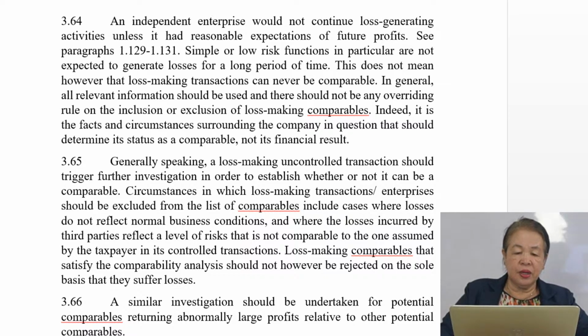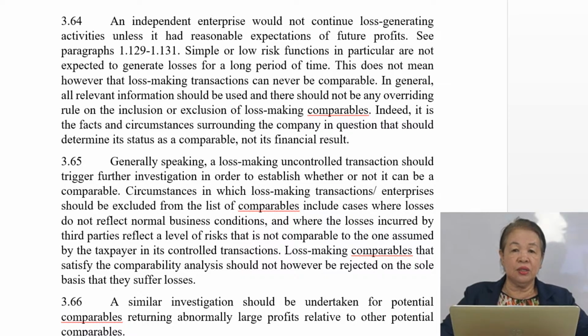See paragraphs 1.129 to 1.131. No? Simple or low-risk functions in particular are not expected to generate losses for a long period of time. So dapat, if you are losing, that is only temporary, or sometimes you're just making it as a strategy, no, to earn market share. So you are selling your goods or your services below cost, no, just a strategy, but that is just temporary.